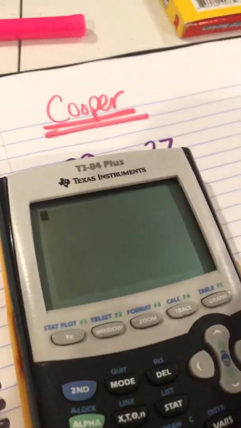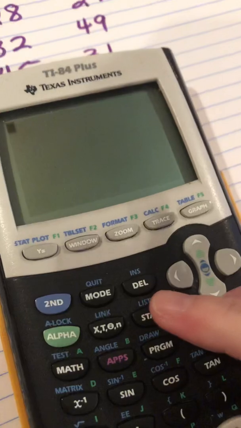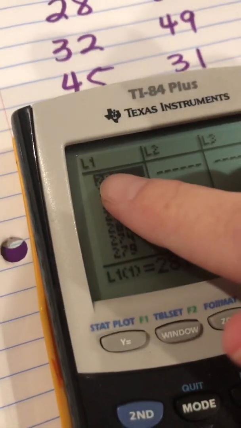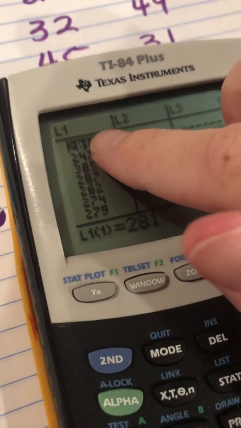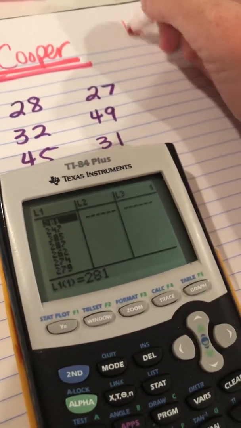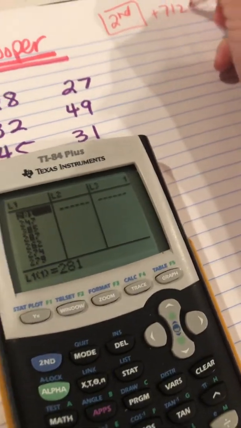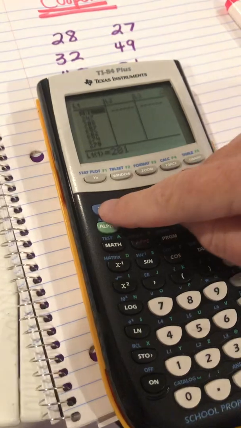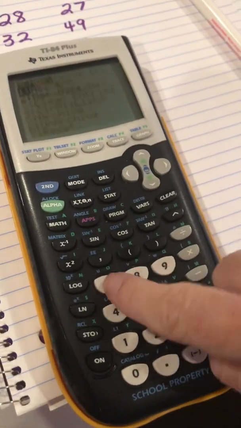So let's walk through that again. We're going to hit stat and enter. And I see a list 1. If I don't see a list 1, there's a way to clear your calculator. I'm just going to go ahead and do it right now. Second plus 712. Second plus 712. Here we go. Second plus 712.